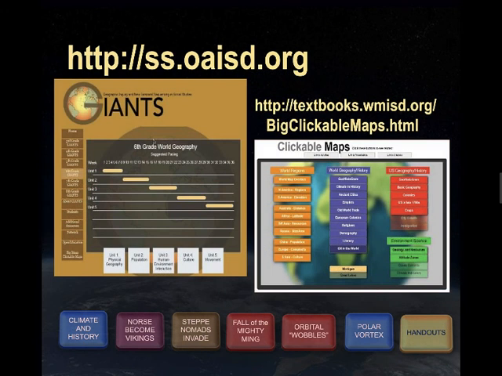Those are the big PowerPoints, the websites. One more time, just in case you want to go out and look at them. And you can download virtually everything that I've showed you from those websites or from the NCSS packet.